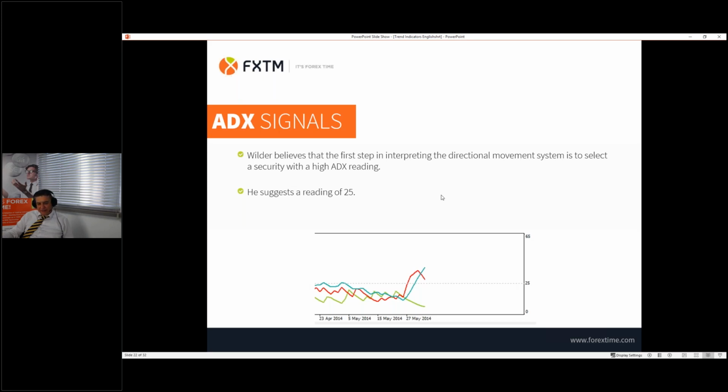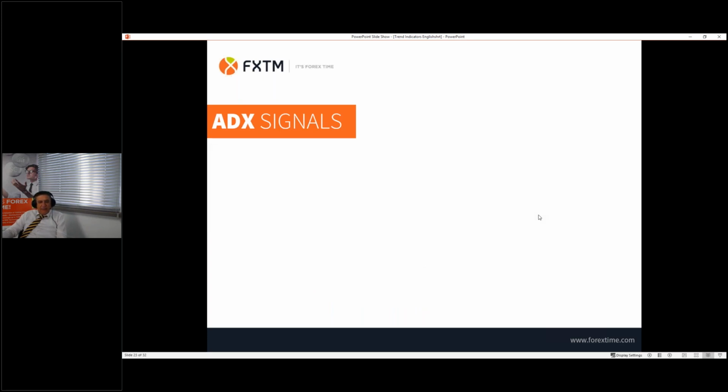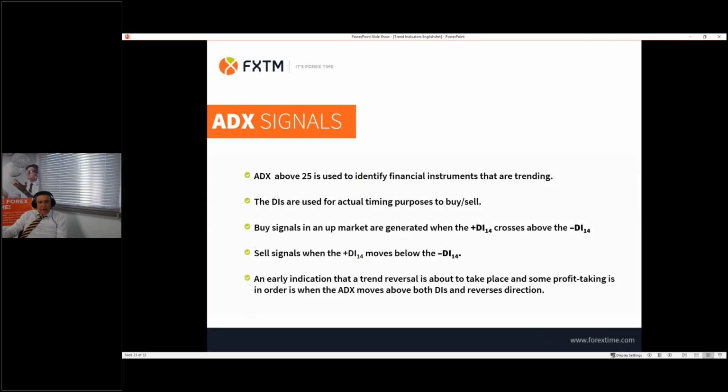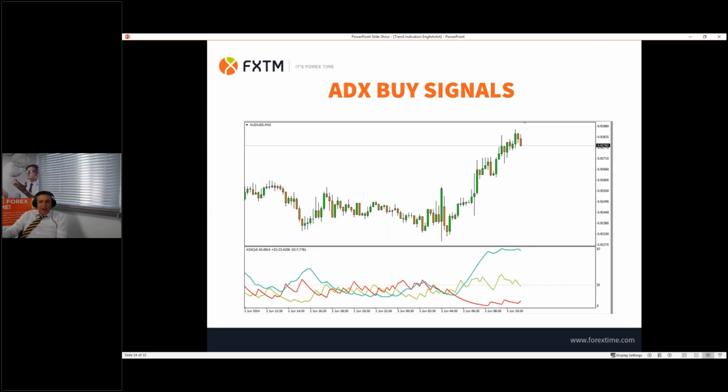So this is the decisive factor, that ADX is above 25. So what he thought is that currencies with a reading of ADX above 25 are more likely to trend. It's a matter of probabilities. Now, all right, let's take a look at it here one more time.